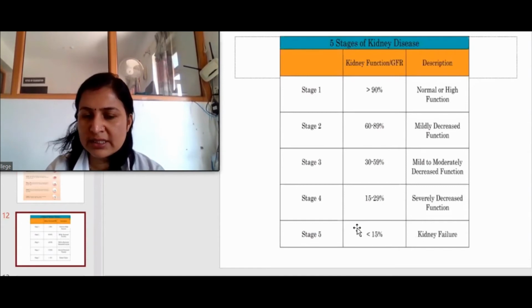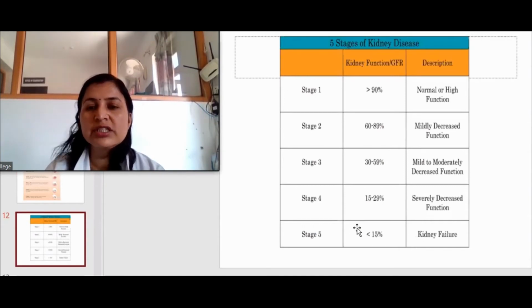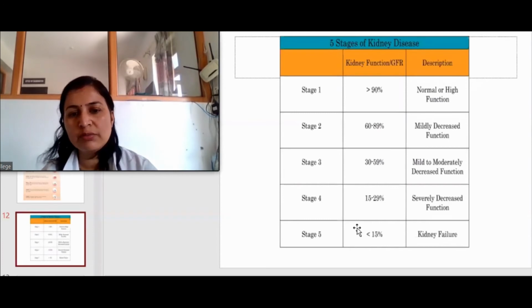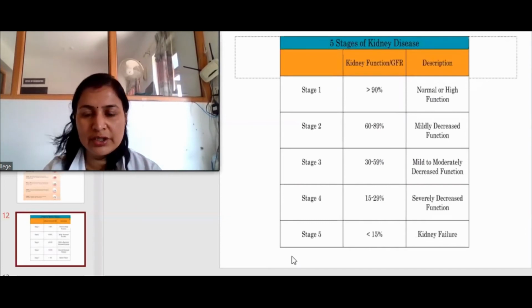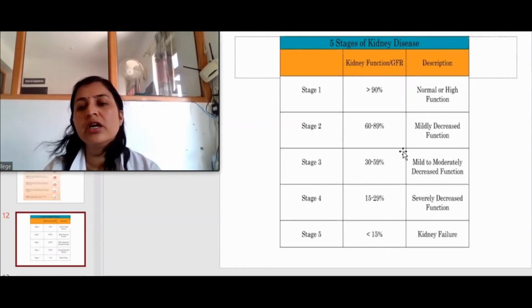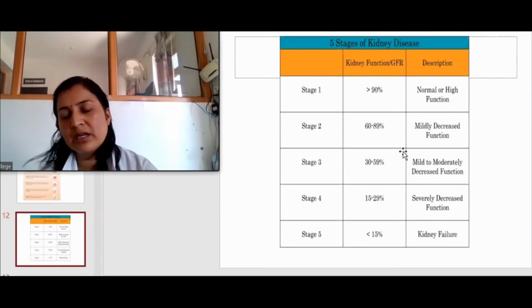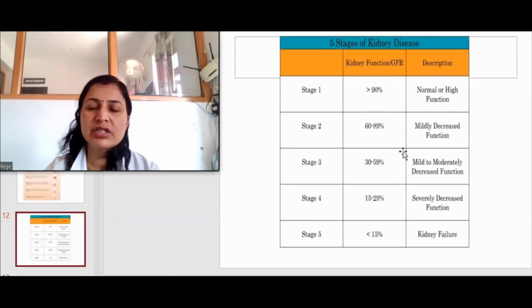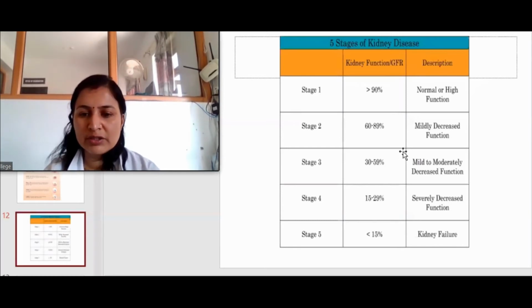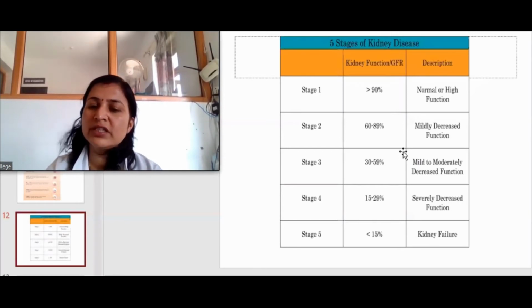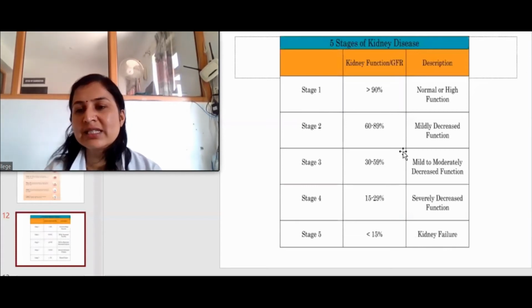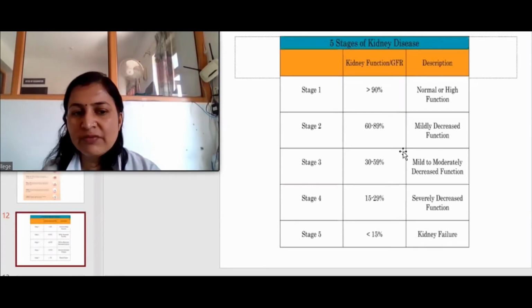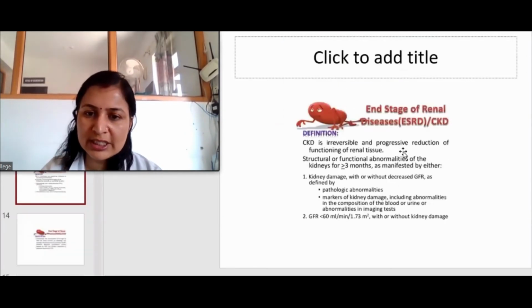and is in stage 5. Okay, so these days we don't use the term renal failure, acute or chronic. For acute, we say acute kidney injury or acute tubular necrosis. Usually this renal failure term is used only with stage 5, so we say end stage renal disease. Renal failure terms are rarely used these days.